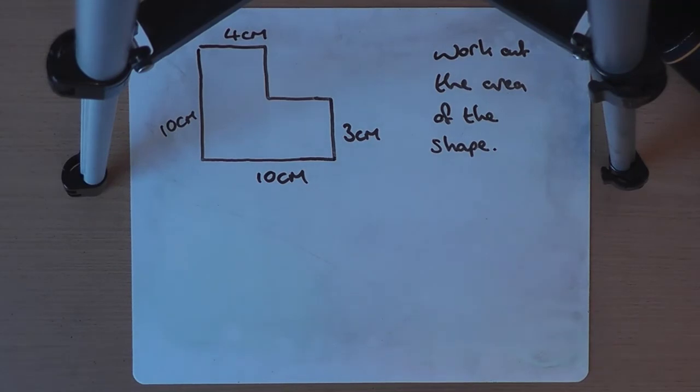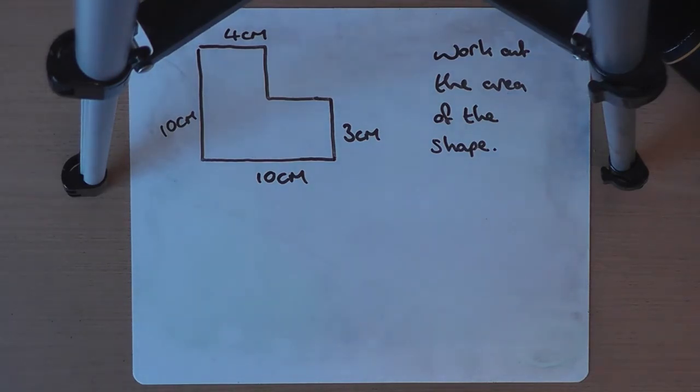Final type of shape that we need to work out the area of. Well, it's not really a type of shape at all. It's more shapes made up of other shapes. Now, these shapes could be made up of any of the 4 shapes we've just seen. So it's rectangles, parallelograms, triangles, trapezia, joined together.